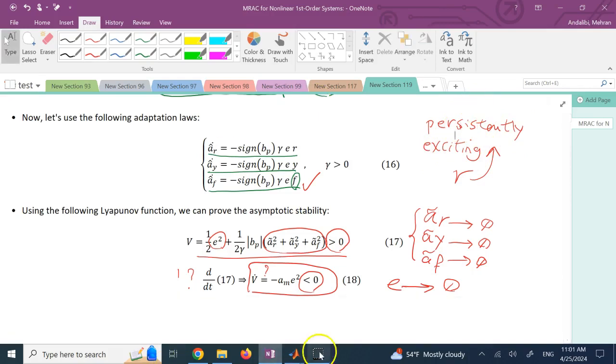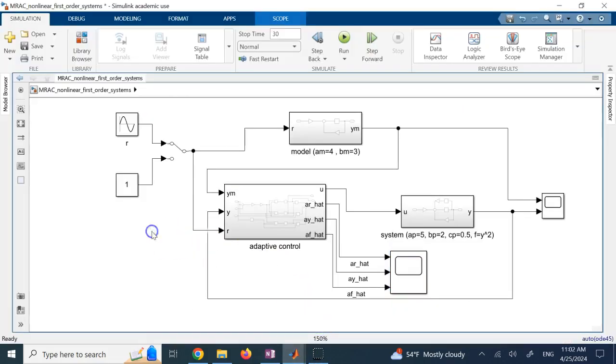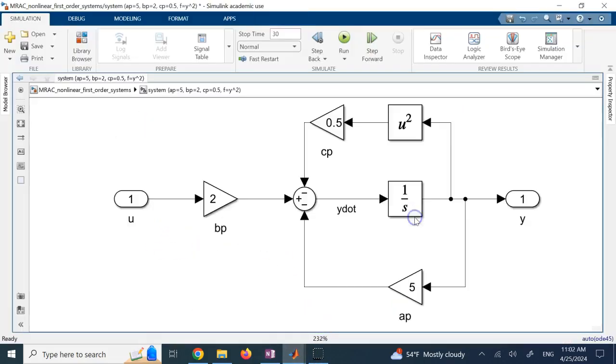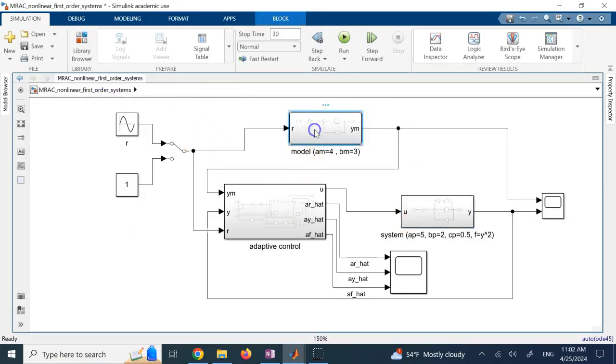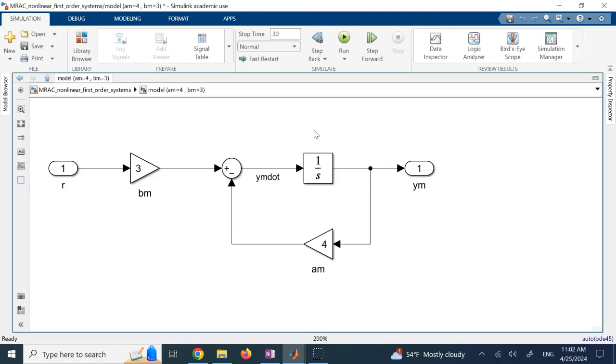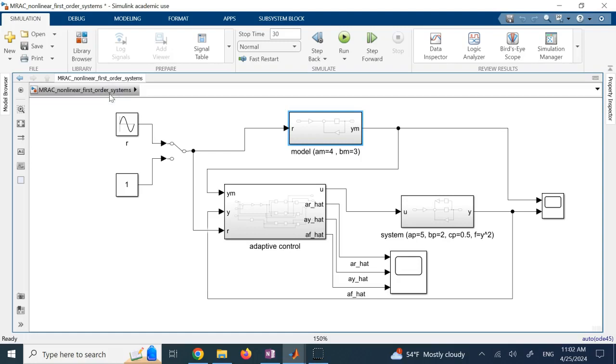Now, to show you the Simulink, this is very similar to last time, except now your system, as I said, has this nonlinear function. The function I chose is y squared, and the gain for it is 0.5. My model is still linear. Okay, so look what you're doing. You're making a nonlinear first order system with unknown parameters to follow the behavior of a linear system with the parameters that you decide. This is quite interesting, huh? That's a lot that you're achieving.